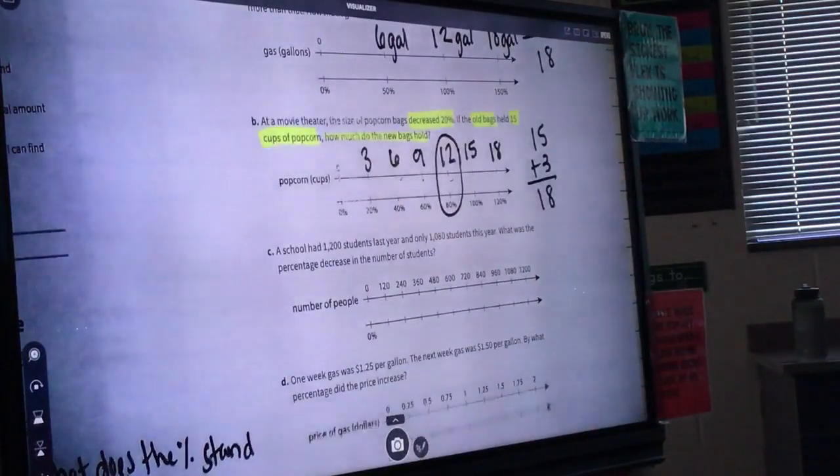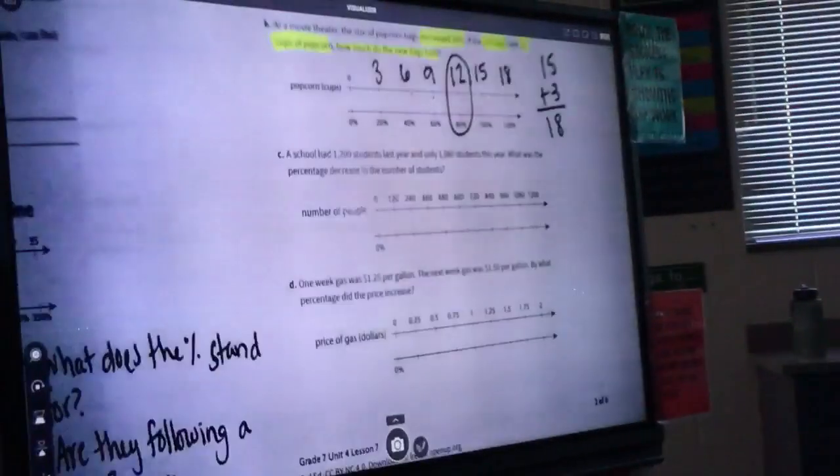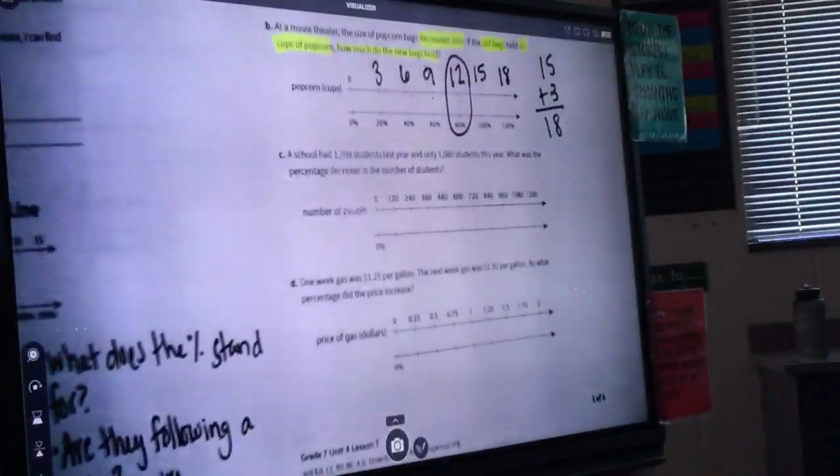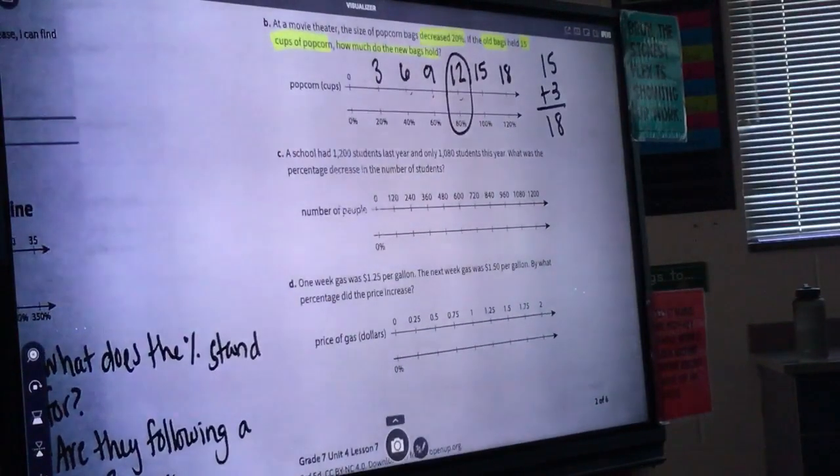All right, C. It says a school had 1,200 students last year and only 1,080 students this year. What was the percentage decrease in the number of students? So again, working as a group, annotating, solving, stand up when you're done. You know that 1,200 is 100%.